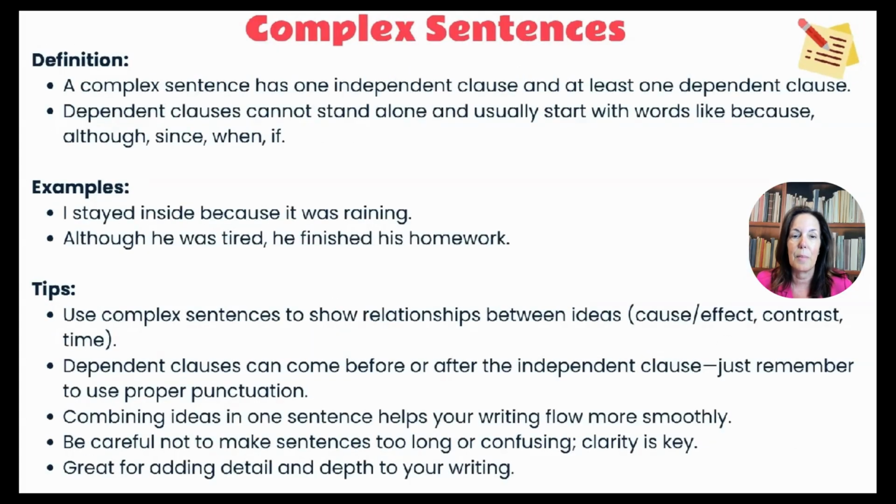And speaking of complex sentences, here we are. A complex sentence has one independent clause and at least one dependent clause. Dependent clauses cannot stand alone and usually start with words like because, although, since, when, if. We went over those. Examples: I stayed inside because it was raining. Although he was tired, he finished his homework.